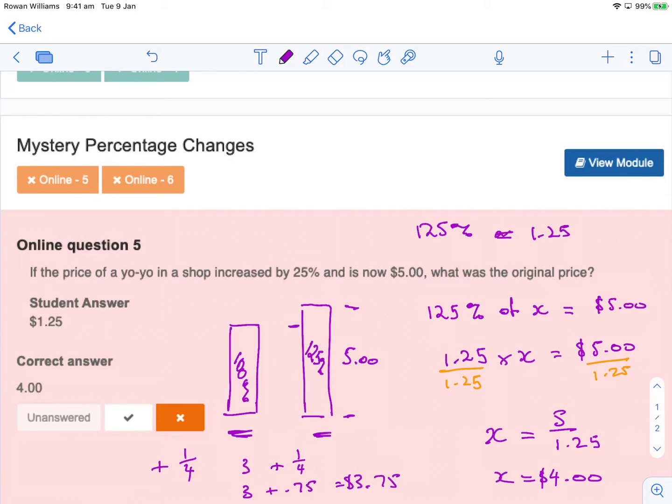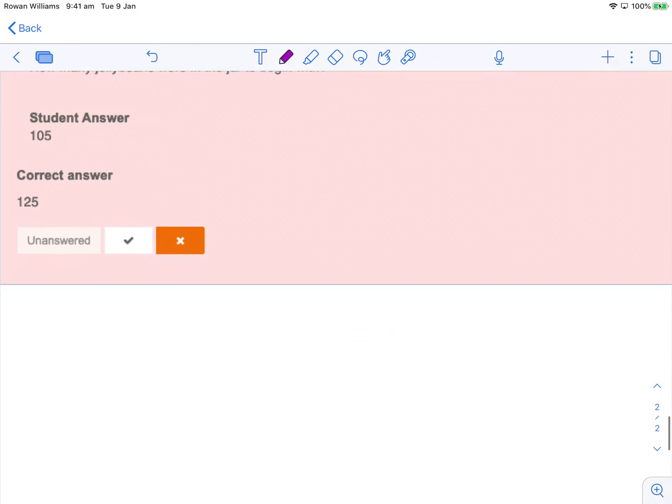And I can see I'm not at enough. So then I might try my next number, which would be 4. And I go 4 plus 1/4 of 4 equals... 1/4 of 4 is just 1. So it'll be 4 plus 1 equals 5. That's how I could get to my answer. Now let's look at our next one here.